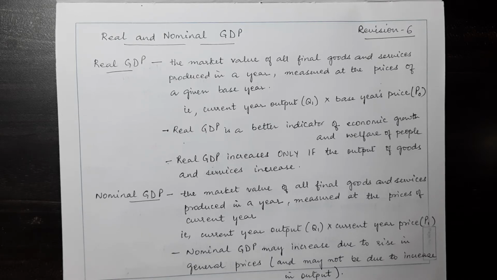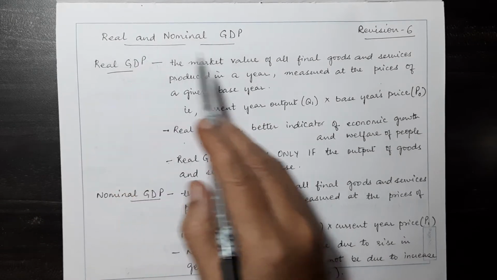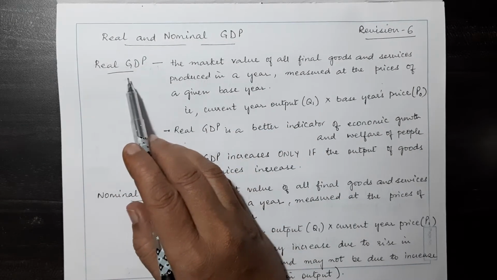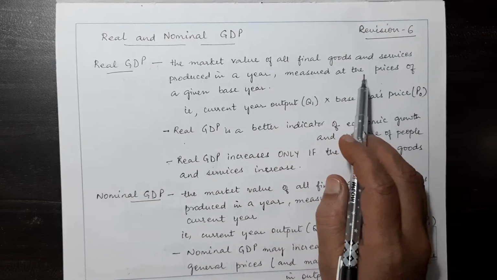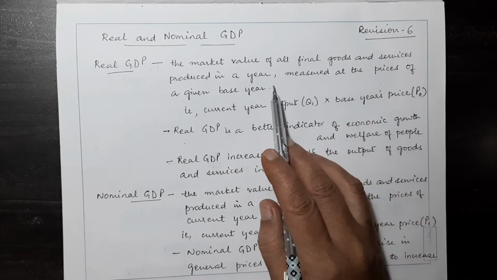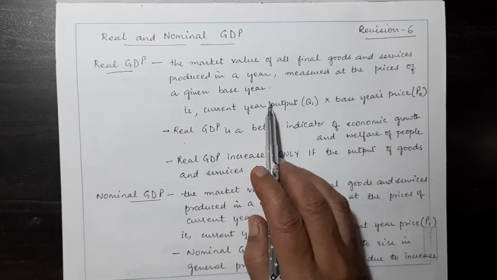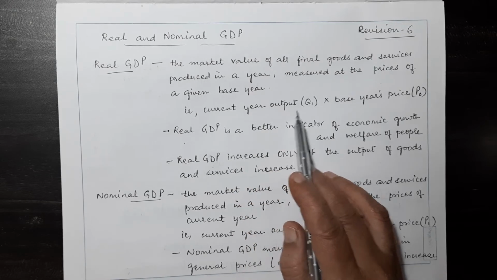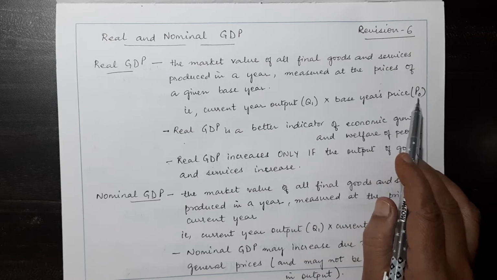In our episode revision 6, we will revise the real and the nominal GDP. What is real GDP? It is the market value of all final goods and services produced in a year measured at the prices of a given base year. That is current year output written as Q1 into base year's price, which is P0.